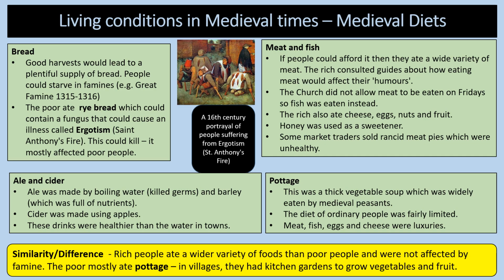Now, one of the main sources of food eaten by the poor was pottage. It was a thick vegetable soup, which was widely eaten by medieval peasants, probably their staple food. The diet of ordinary people was fairly limited. Meat, fish, eggs and cheese were luxuries. So in terms of similarity and difference, rich people ate a wider variety of foods than poor people, and they were not affected by famine. But the poor mostly ate pottage. In villages, though, they had kitchen gardens to grow vegetables and fruit, which is obviously not really possible for the poor in towns.